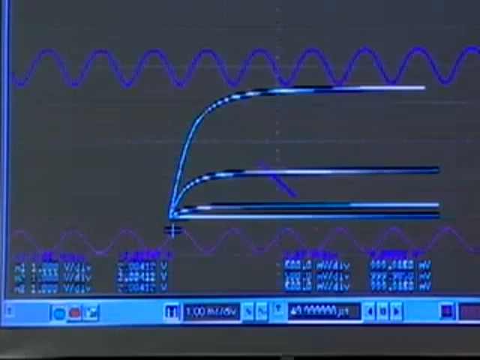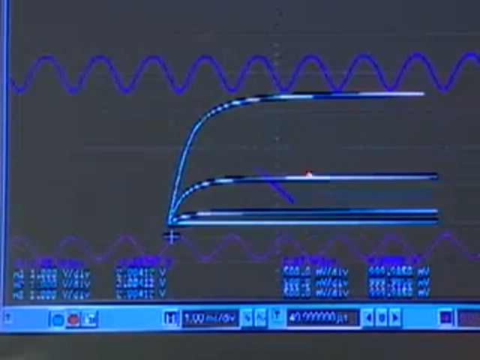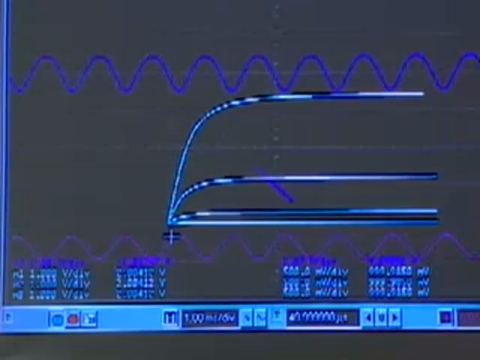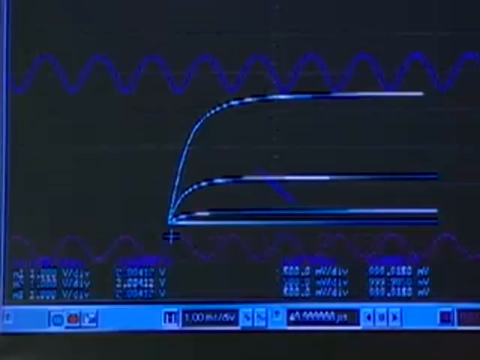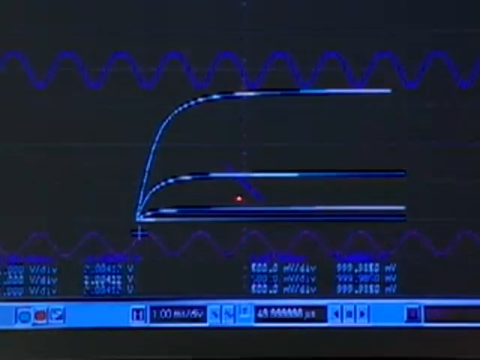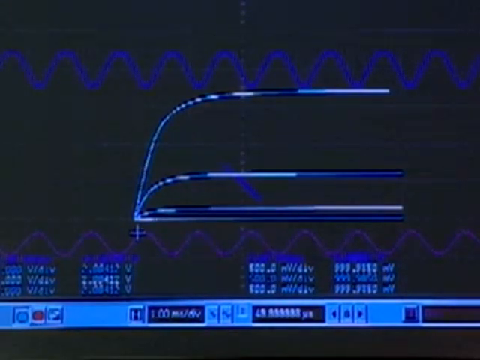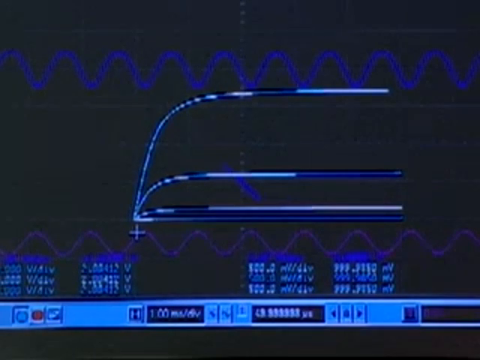Let me increase the bias. So if I increase the bias, if I increase VI, what do you think should happen to this line here? Well, if I increase the bias, the line should go up, right? Because remember the dot is in the middle of this thing here. If I increase the bias, this should move up here. So one is that the line moves up. Do you expect anything else to happen to that line?